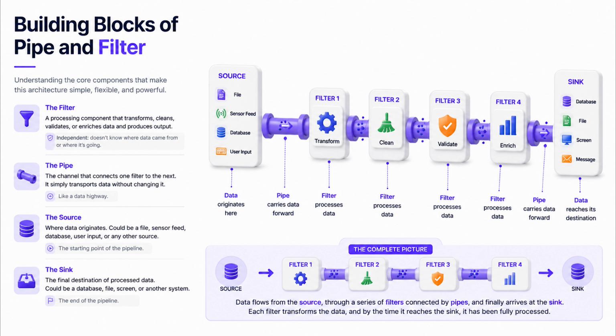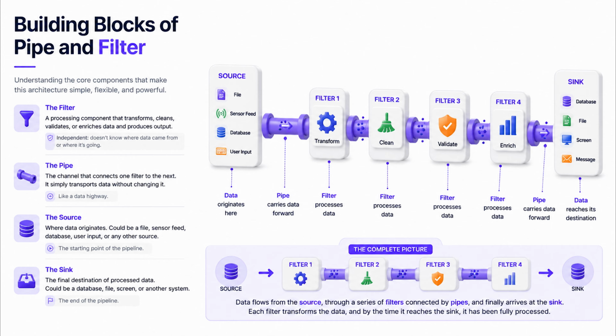Simple idea, powerful results. Now that we have the big picture, let us look at the building blocks that make up this architecture. The filter. A filter is a processing component. It takes some data as input, does something useful with it, like transforming it, cleaning it, validating it, or enriching it, and then produces an output. The most important thing about a filter is that it is completely independent. It does not know where the data came from, and it does not know where the data is going. It simply does its job and passes the result along.